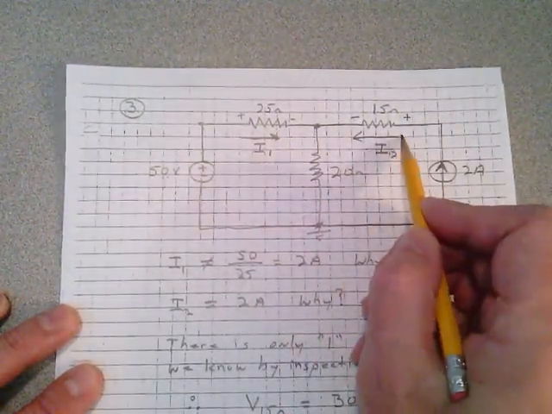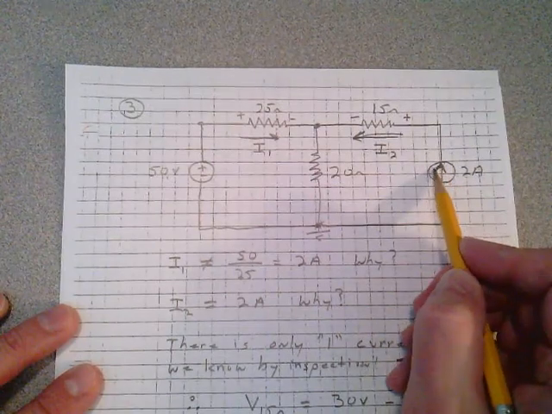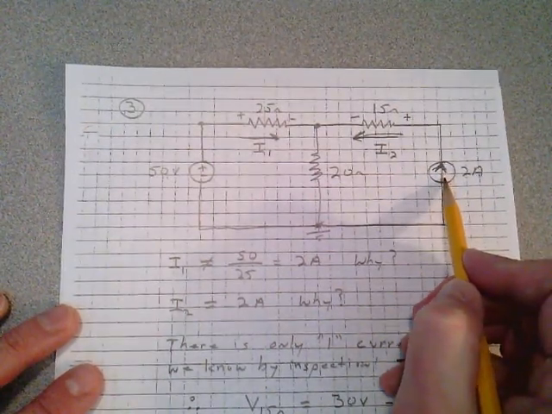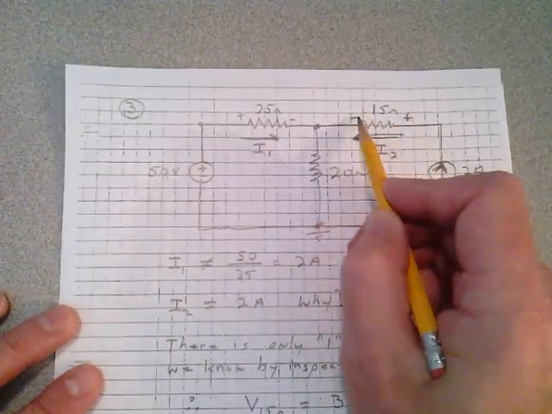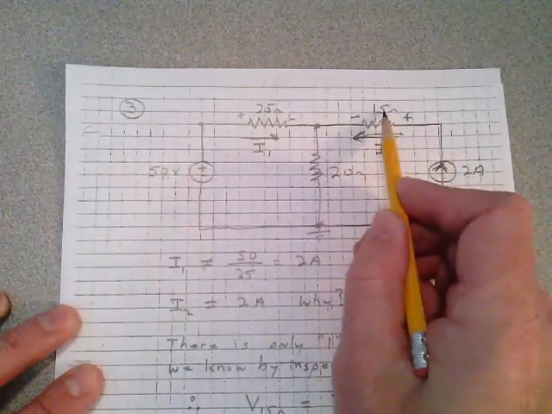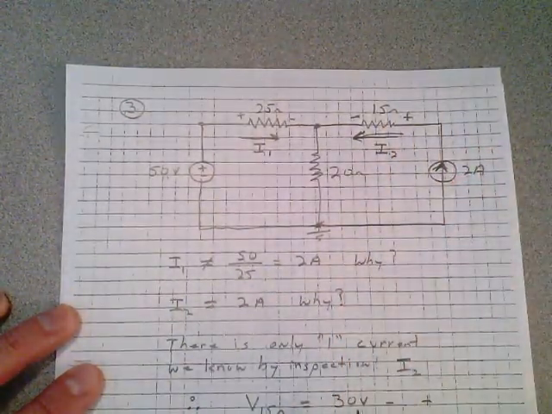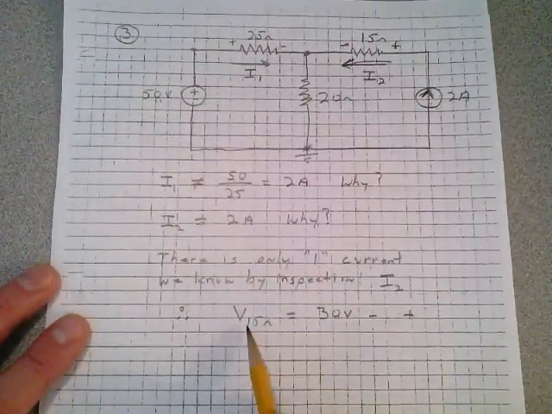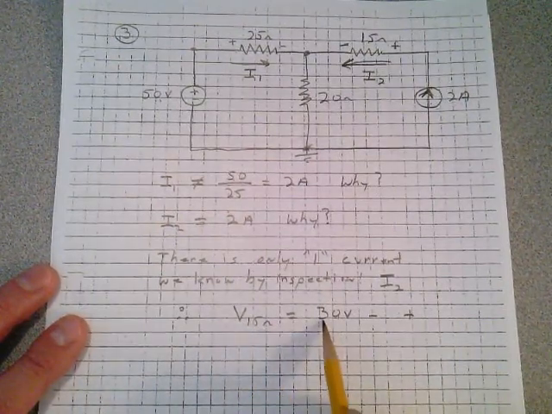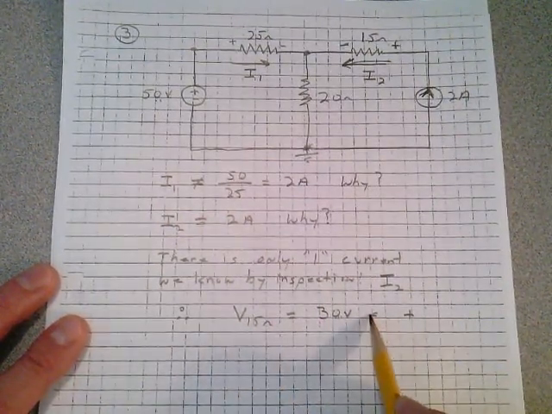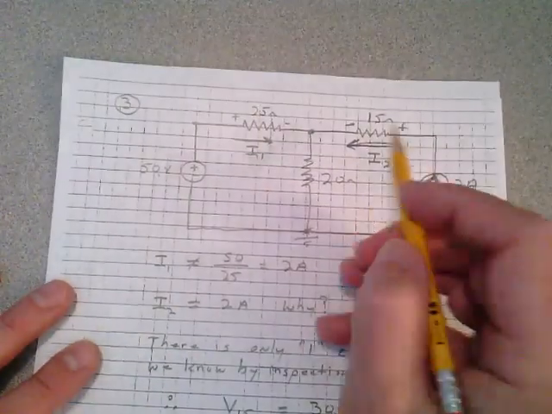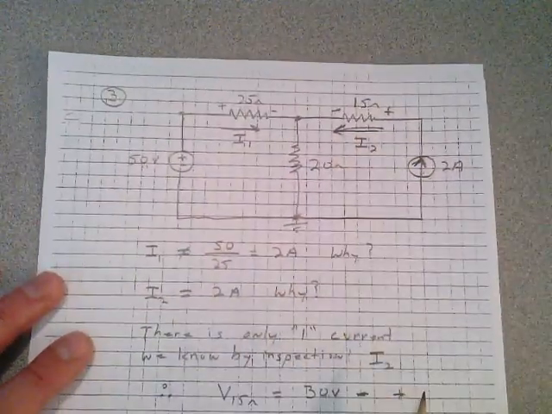And we know if the current flows in this direction, which it does in this independent current source, the voltage has to be plus to minus, and you have 2 amps flowing through 15 ohms. That gives you 30 volts. So we know the voltage across the 15 ohm resistor is 30 volts, minus to plus.